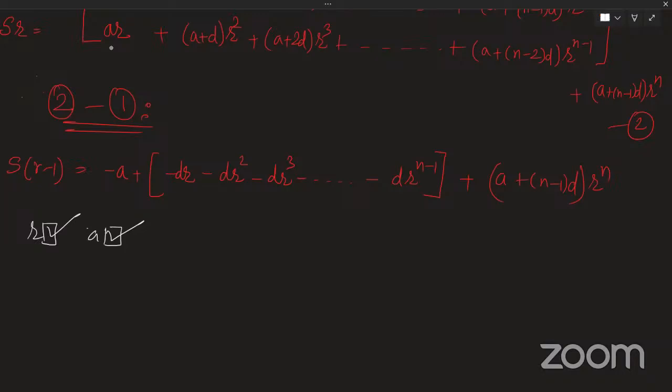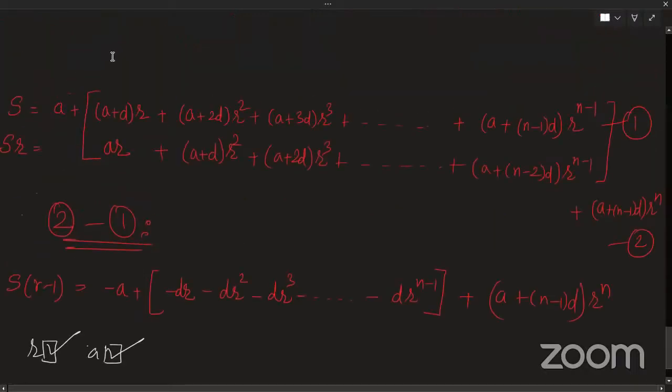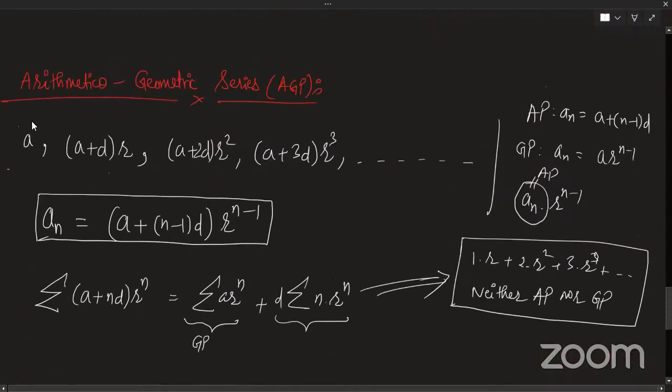And at last you have A plus n minus 1 into D into R raised to n. So basically, you have everything now to calculate the S. There is nothing left. So what is R and A? See, A is the first term. D is the difference with which your coefficient of R is increasing. And R is the common ratio.